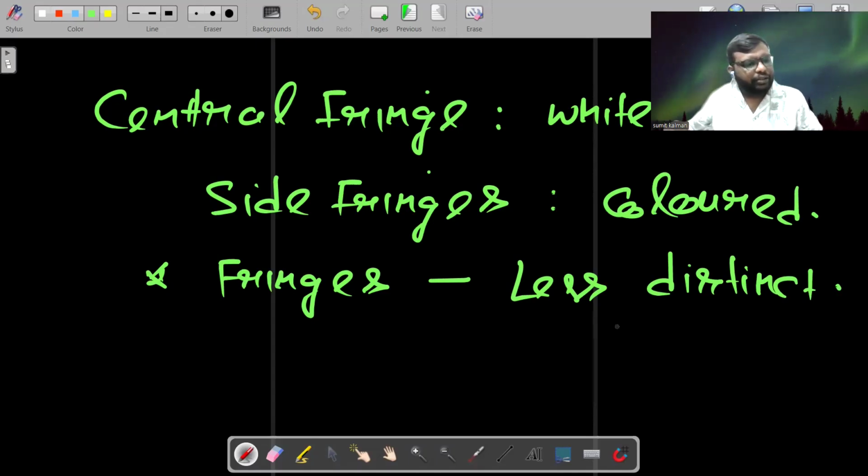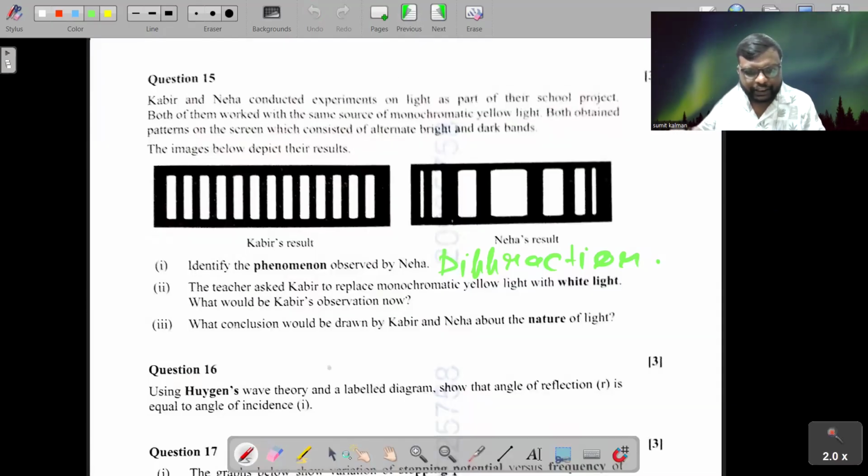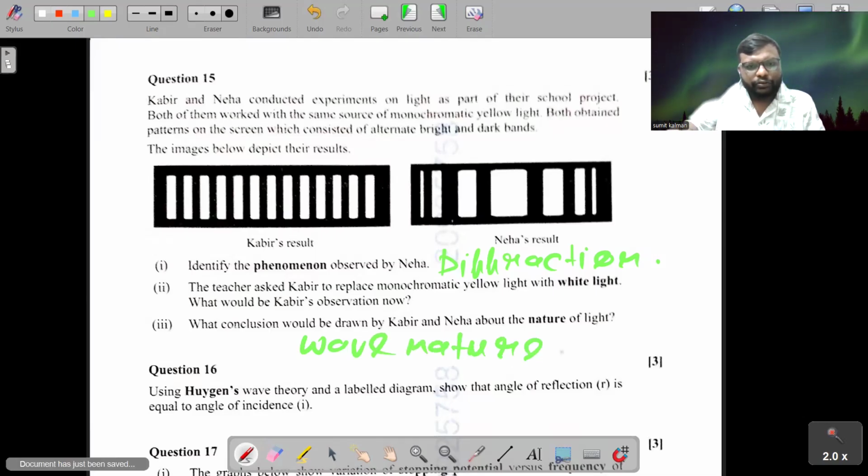Now we will see the next part. In the next part they are asking what conclusion would be drawn by Kabir and Neha about the nature of light. So students, both these experiments, interference and diffraction, are wave phenomena. So the conclusion will be: light has wave nature. So this was the solution of this problem.